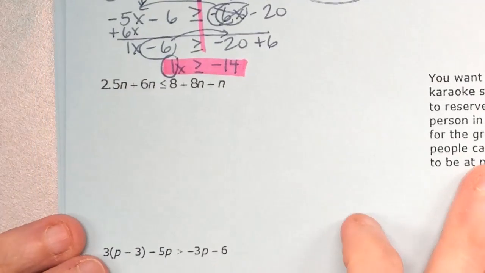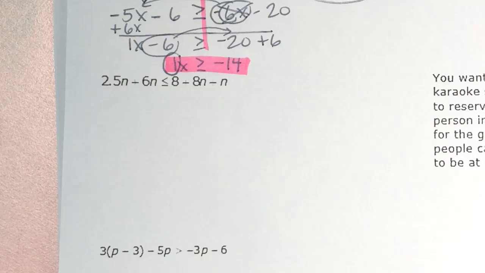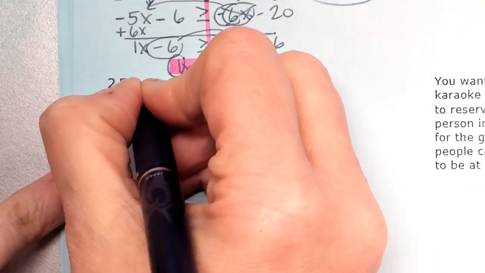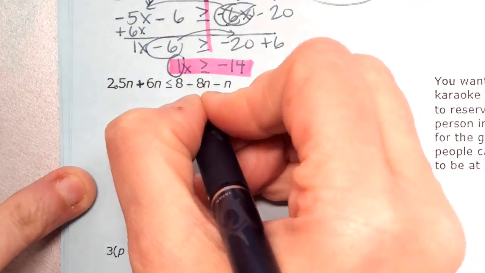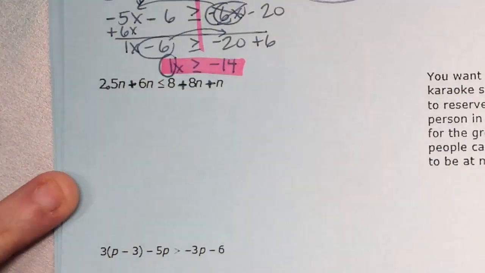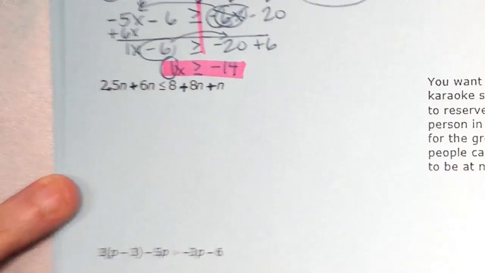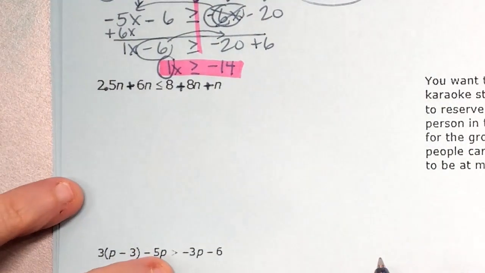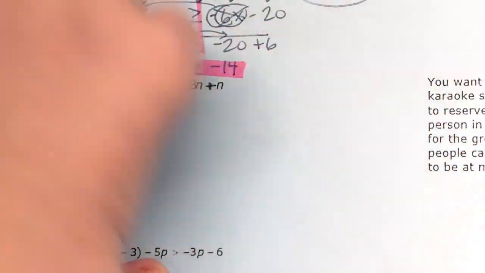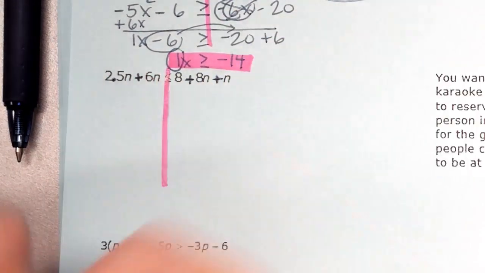I'm going to try and write smaller on the next one because, whoa, that took up a lot of space, okay? So this, just to clarify, is 2.5n plus 6n equals 8 plus 8n plus n. I think that's what it looks like. You know what? That's what we're going to do. We're going to see what happens. Okay? So, looking at this one, again, I'm going to draw myself a little line down my inequality sign.